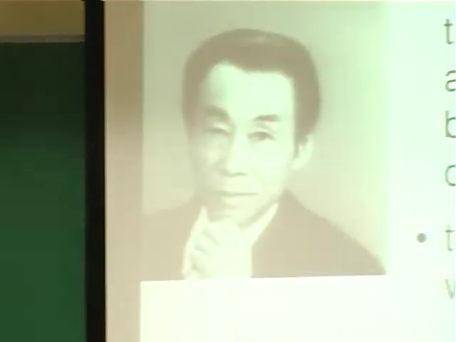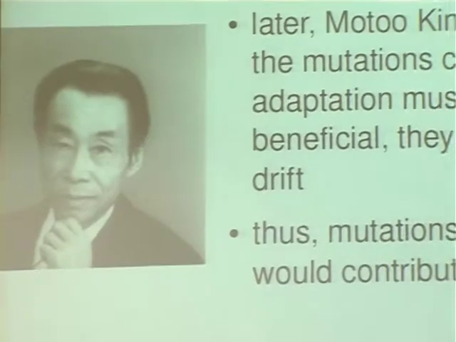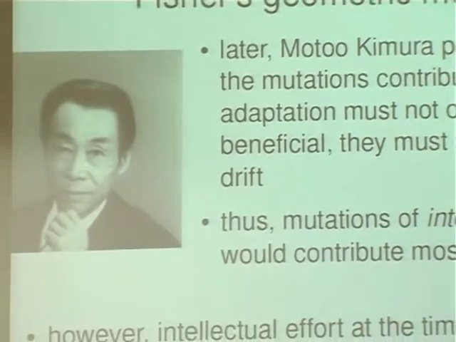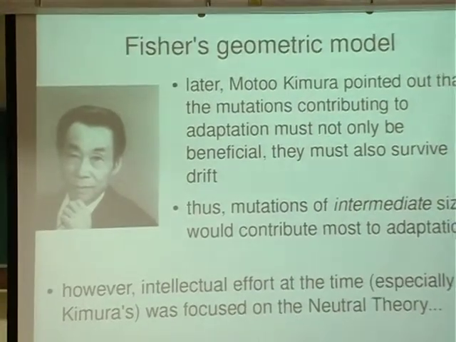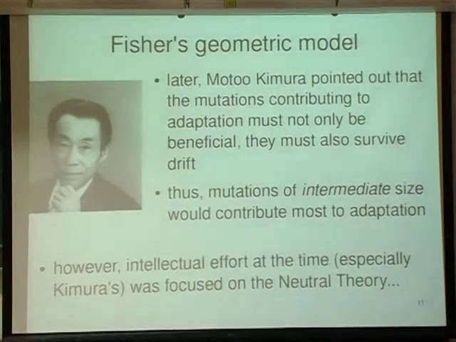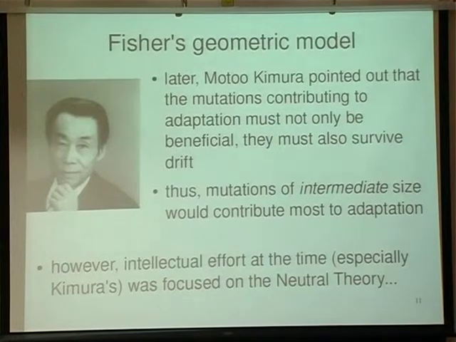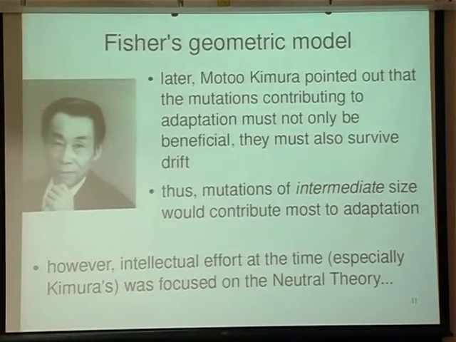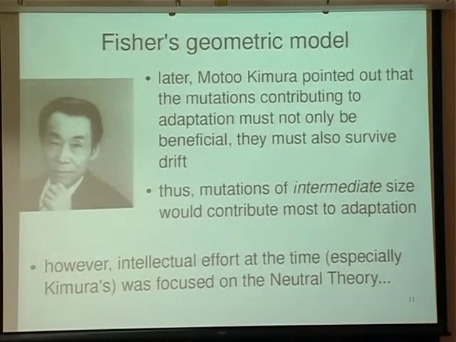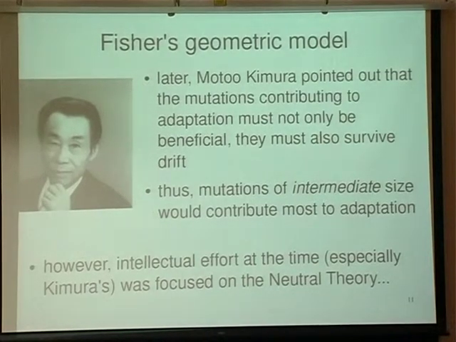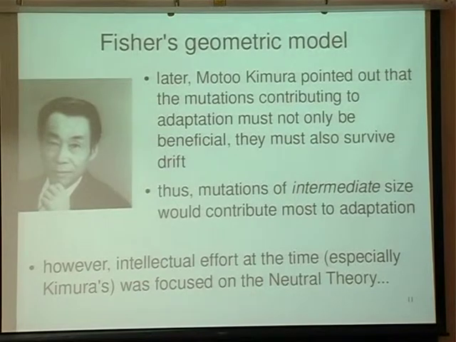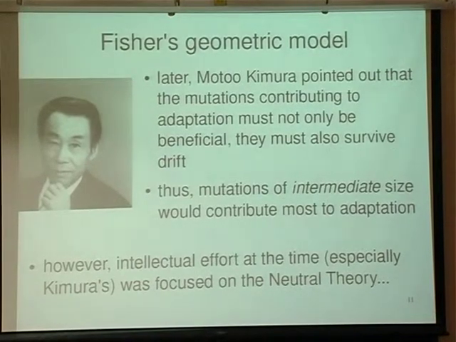So Kimura argued that mutations have to survive drift, and they're more likely to survive the more beneficial they are. And again, I'll show you some more pictures of that later, but he argued then that mutations of intermediate size might contribute to adaptation most, not the smallest ones. However, that argument was sort of set aside because intellectual effort at the time was focused on the neutral theory, which was nicely introduced already today.